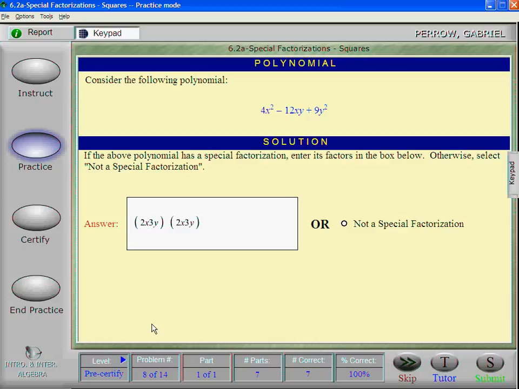What's the sign that's going to go between them? Well, I look back and I see that it's a minus in front of the middle term, so I'm expecting both signs to be minuses. A little observation too, this answer, what I have written there, 2x minus 3y times itself, is right. If I push submit, this is going to be correct.